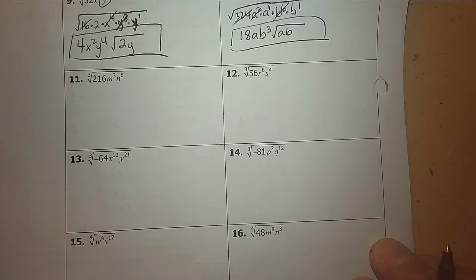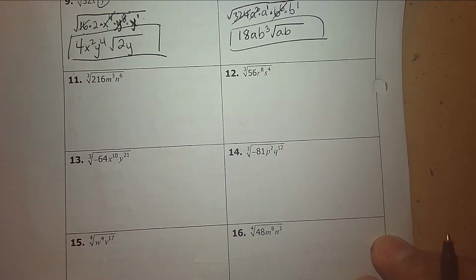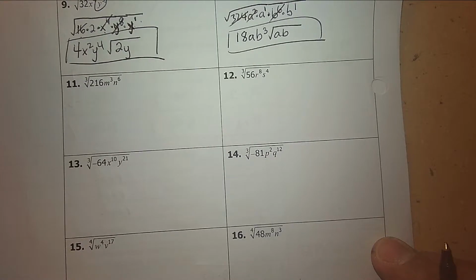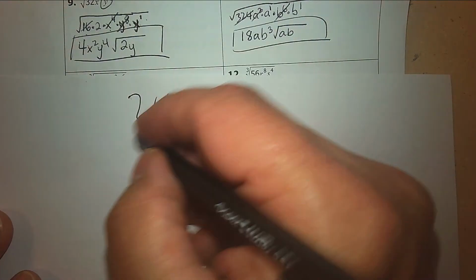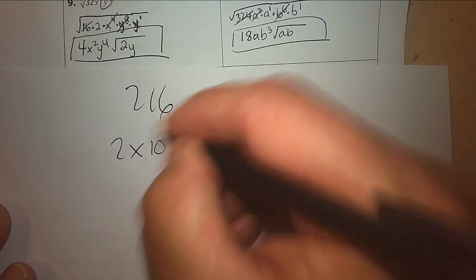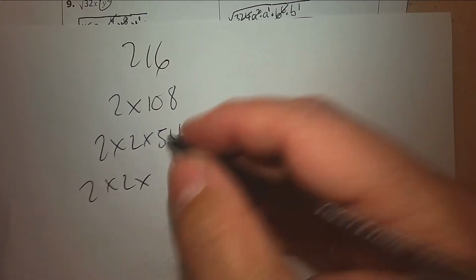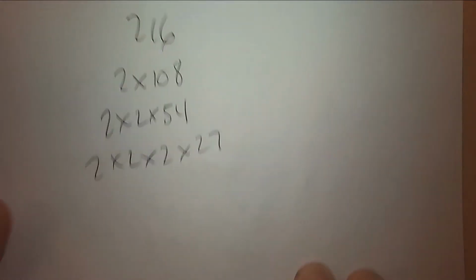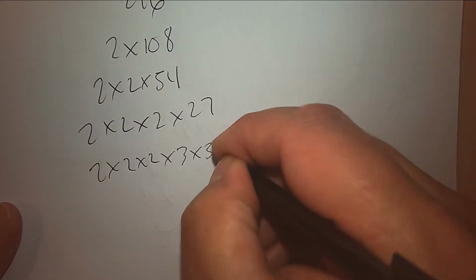This one I think you have to know. What's the cube root of 216? What number three times itself is 216? And if you don't know it, 216, what's half of 216? 108. What's half of 108? 54. What's half of 54? 27. And then 27 is 3 times 3 times 3.